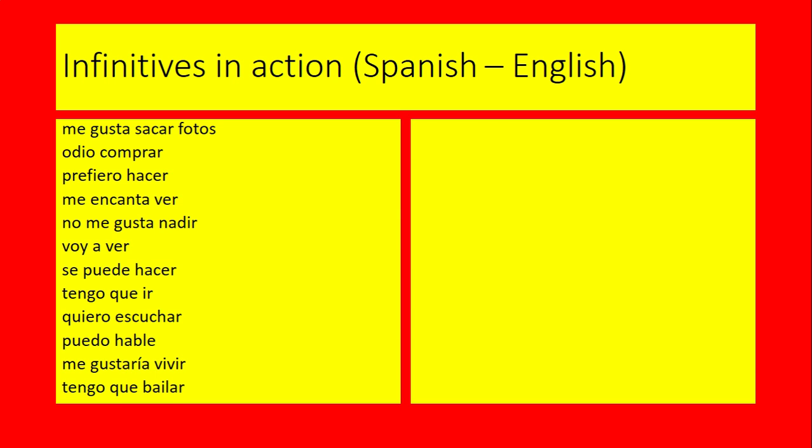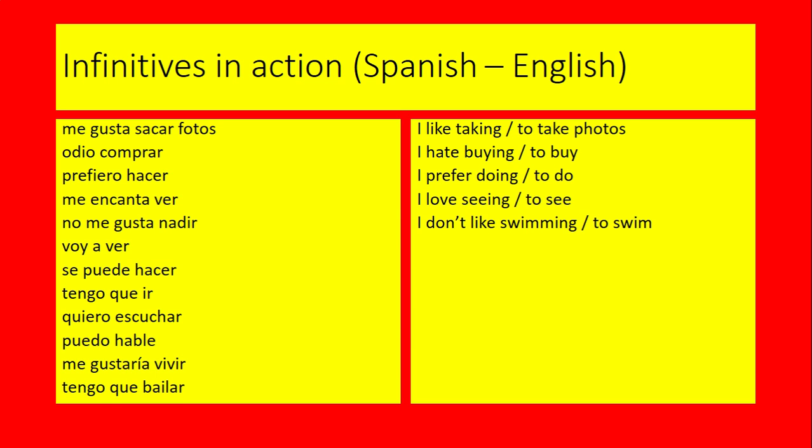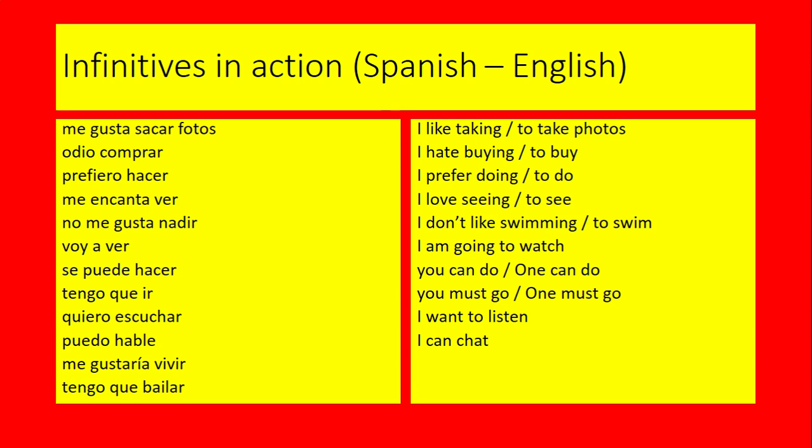Here are the answers. There's a mistake in that one. That should be no me gusta nadar. If that one confused you, then that's perfectly understandable. Microsoft PowerPoint decided they thought I wanted to write the English word nadir, not the Spanish word nadar. And yeah, this one's a bit confusing as well. That one should have been puedo hablar, which is I can talk, I can speak. So apologies for the two errors there.